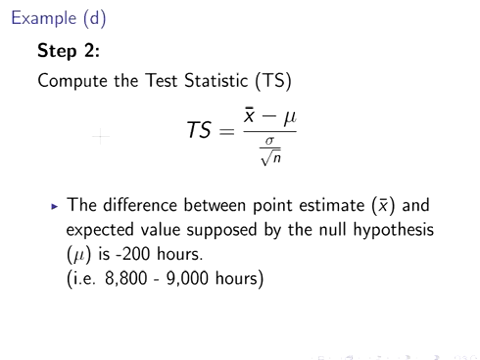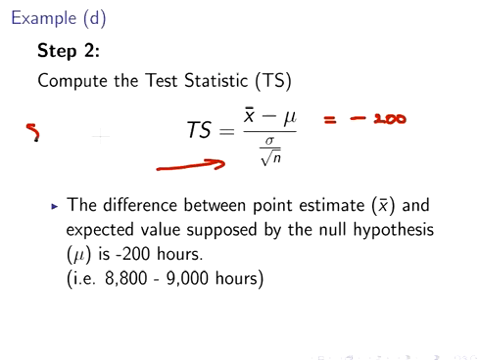Okay, so let's compute the test statistic, TS. There's lots of ways of writing this down actually, but I just use TS for the sake of simplicity. Anyway, so x bar minus mu, that's the point estimate minus the expected value under the null hypothesis, or whatever the average value is claimed by the null hypothesis. And in this case, it is 8,800 minus 9,000. So the numerator works out to be minus 200.